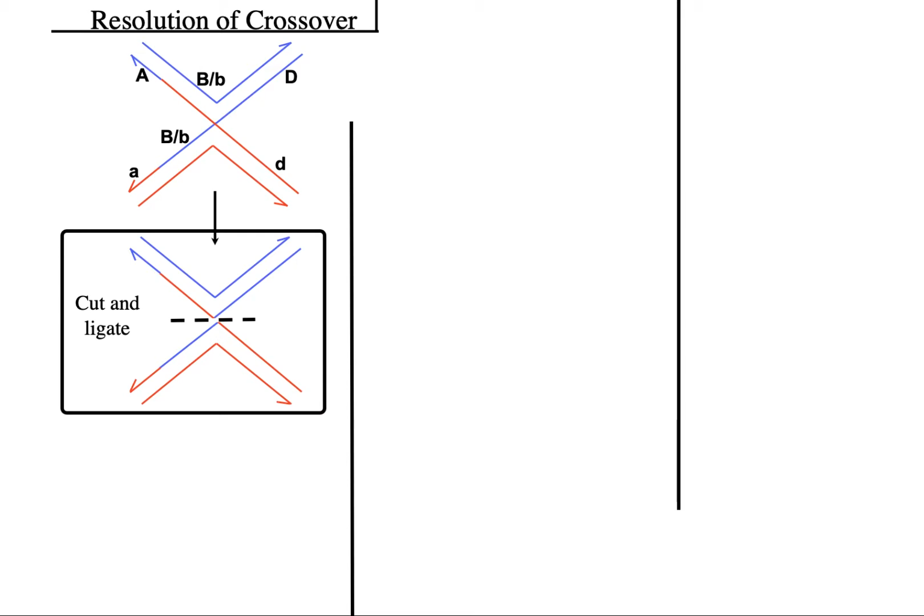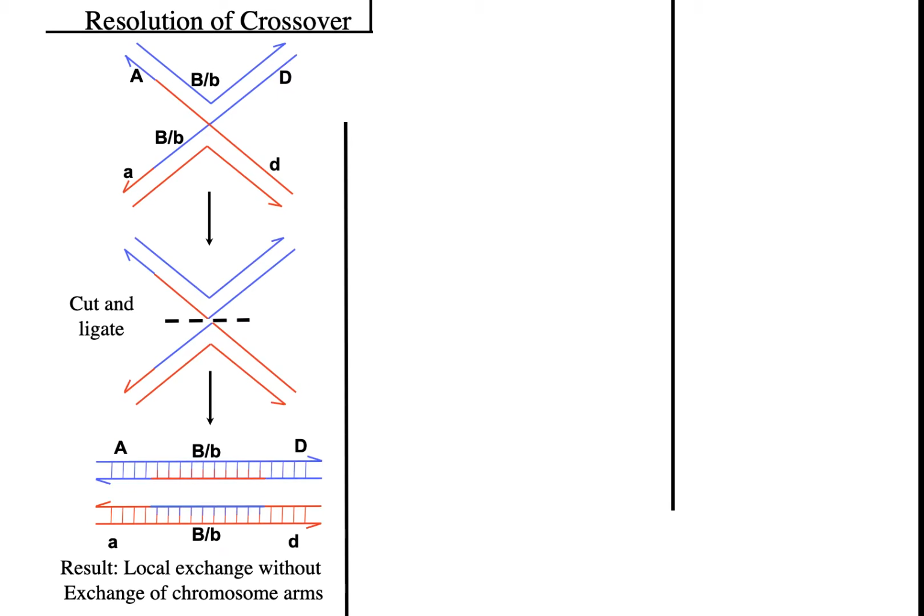So here's the first way. The crossover is stretched out, and then it's cut and ligated together. And this creates the two chromosomes that look like this. One has the dominant allele A here and the dominant allele D there, so it really hasn't changed the ends of that chromosome. But the middle part is a heteroduplex containing partly the dominant allele and partly the recessive allele. And the opposite is true of the other chromosome, which has the recessive alleles on both ends and then the heteroduplex region in the middle.